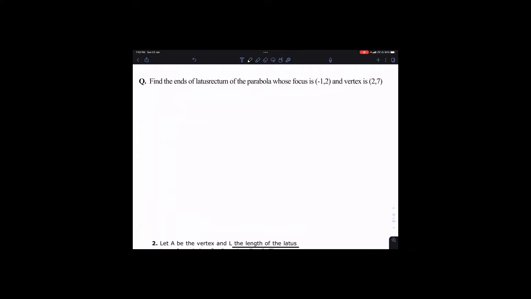Focus is given. So I am randomly drawing the figure. Okay. Actually, the parabola is not horizontal. Okay. Let me draw it like this. This is the axis. So they have given the focus and they have given the vertex. Vertex is (2, 7). Focus is (-1, 2). You can see that for both the coordinates, x is not the same, y is not common. That's why I have drawn it in an inclined way. Okay. Now what you need to find? Ends of the latus rectum. No?